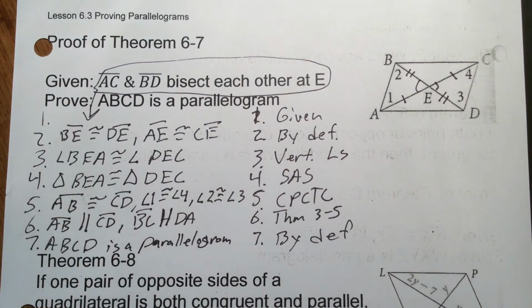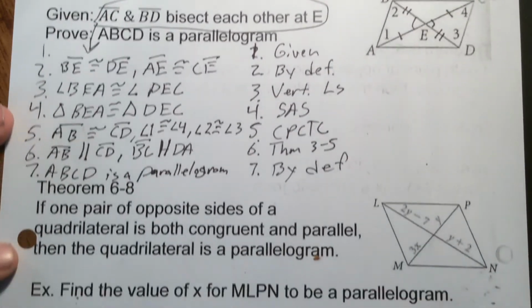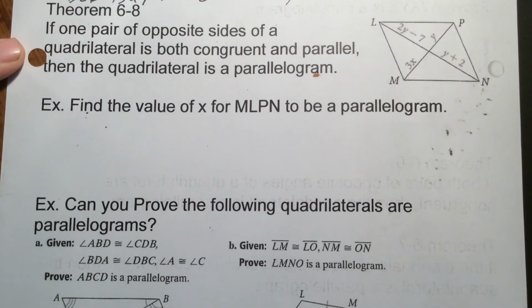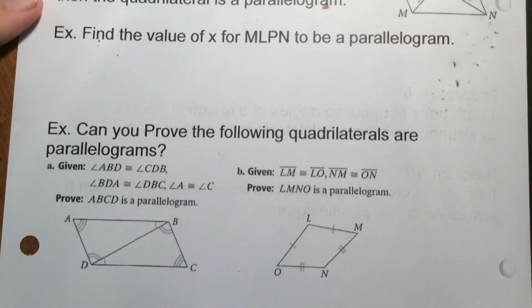Again, if you look in the notes, we'll give you the paragraph proof version of this. I know you guys like the 2-column. This should be the 2-column that kind of summarizes that up and makes this work. Now on to another theorem that we don't have to prove. Theorem 6.8. If one pair of opposite sides of a quadrilateral is both congruent and parallel, then we know it's going to be a parallelogram.